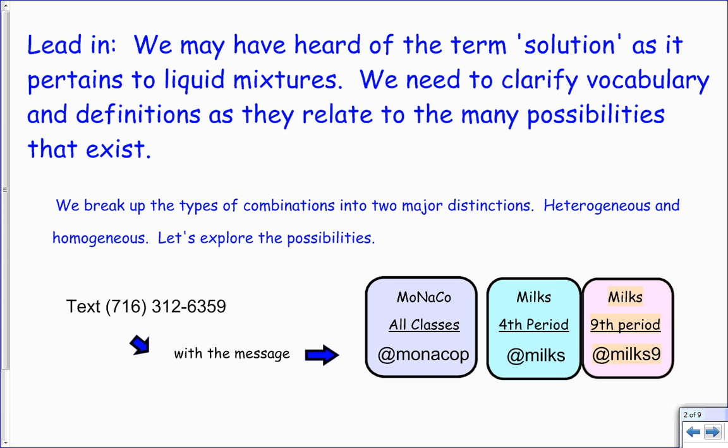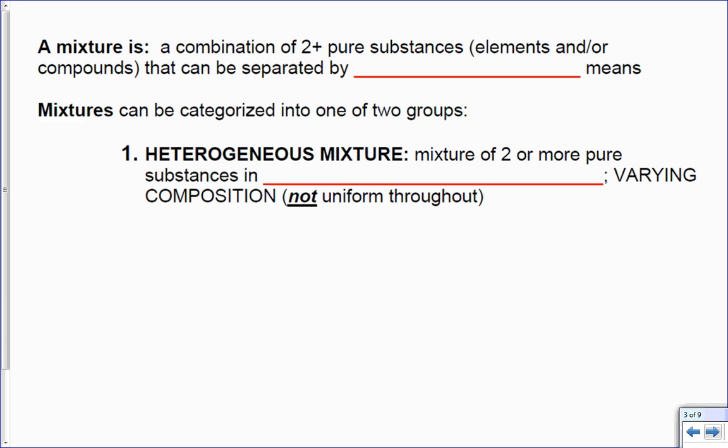We have heard the term solutions, of course, and how it pertains to liquid mixtures. We need to do a little bit of vocabulary to make sure that we're all on the same page as far as chemistry goes. So let's get right into it. A mixture is a combination of 2 or more pure substances that can be separated by physical means. Okay, physical is like filtering. Number 1 is filtering. Think of sand and water. I can get the sand and the water to separate if I filter it.